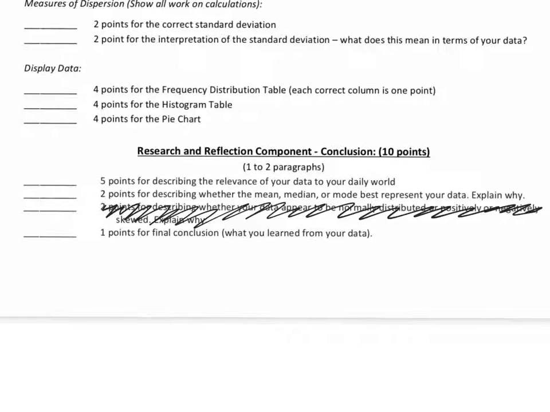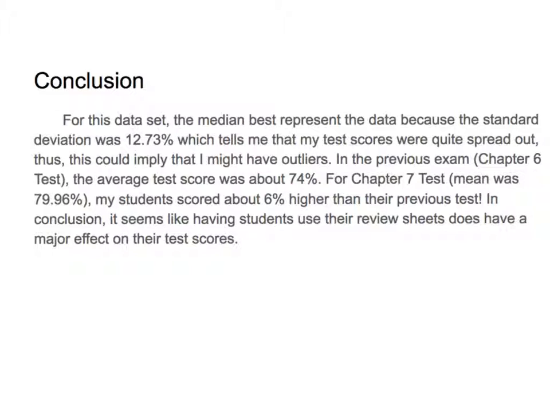So I'm going to show you an example using the one that I've been doing throughout this project. Okay, so here is my conclusion. It says, for this data set, the median best represents the data because the standard deviation was 12.73, which tells me the test scores were quite spread out. This could imply that I might have outliers. So you see how this sentence here is explaining which one I believe is the best representing the data.